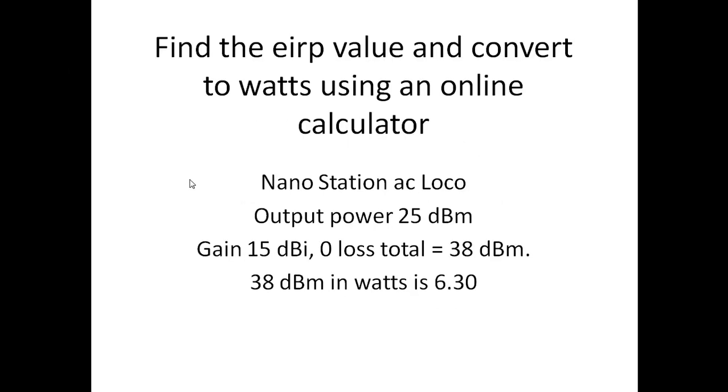Let's look at the EIRP value and calculate that to wattage, like how much wattage output do we have, right? So I've actually listed it for you here. The NanoStation AC Loco, the power was 25, the gain was 15, which gives us our 38 dB. Now there is an online calculator that I'm going to show you in a second that actually converts this to actual watts. Okay, so watts is a measurement of energy.